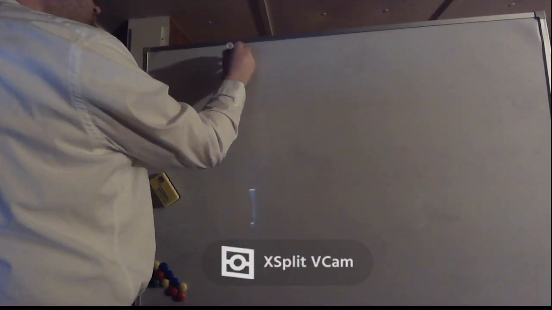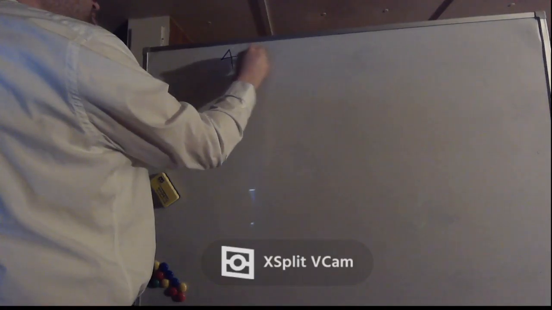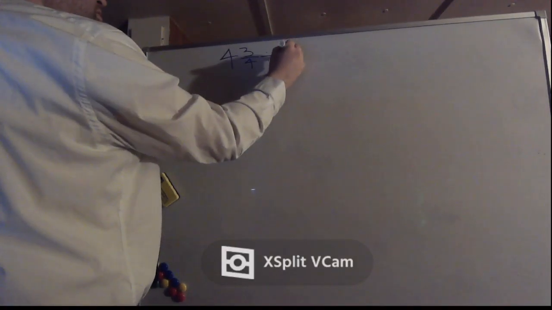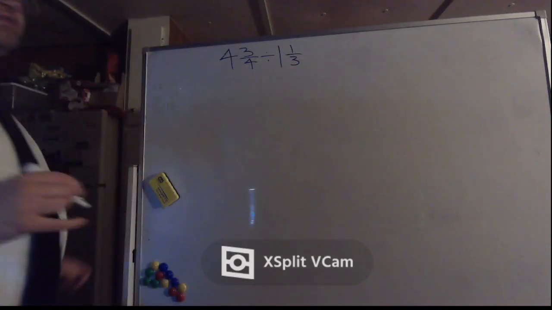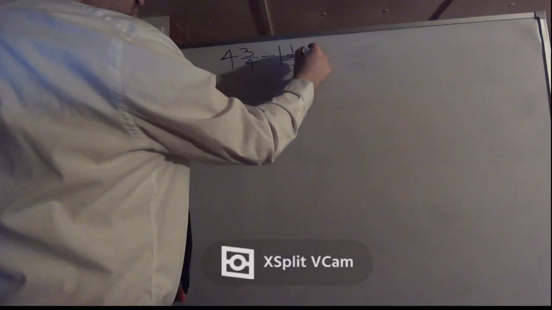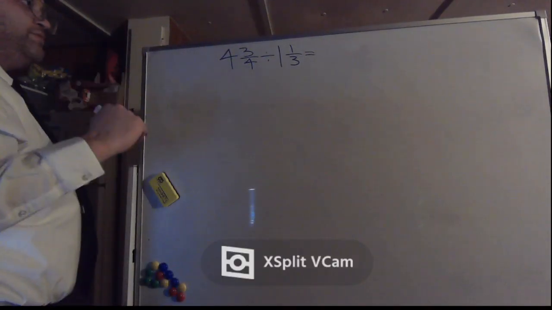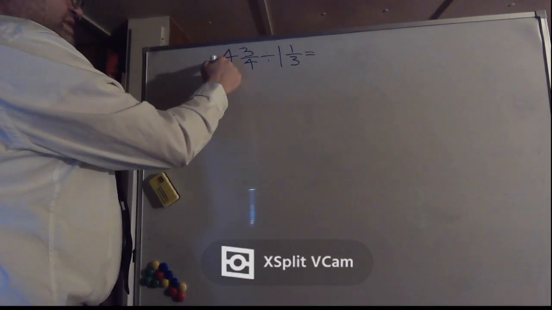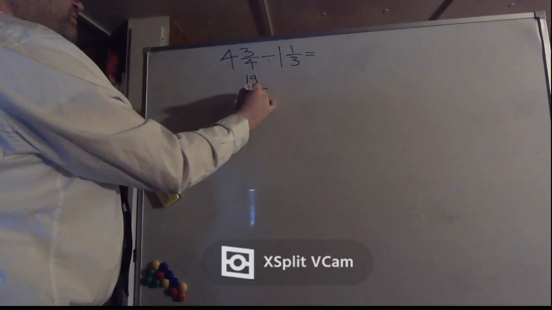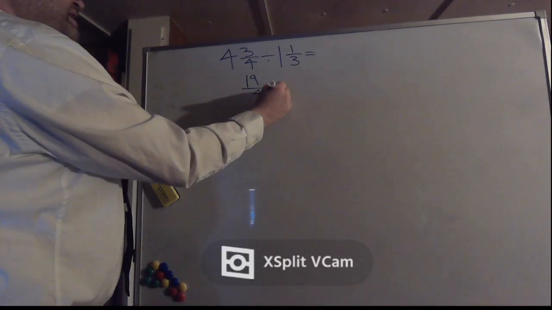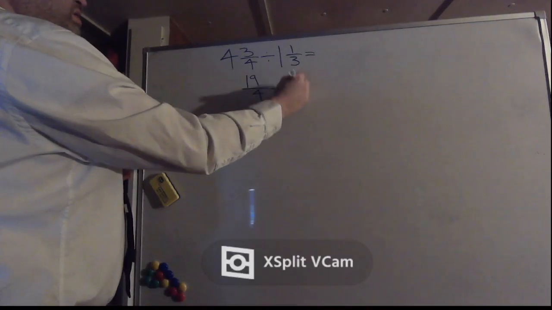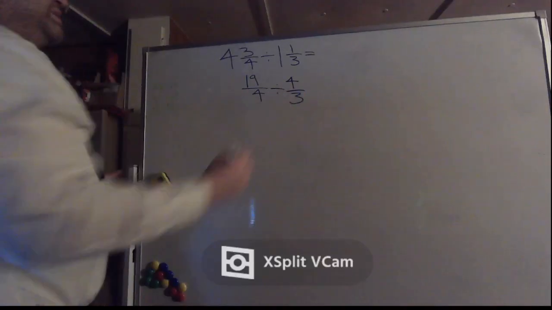Alright. Let's take 4 3/4 and divide that by 1 1/3. So 4 3/4 divided by 1 1/3. So again, start by converting these to improper fractions. So 4 times 4 is 16 plus 3 is 19. You will have 19/4 divided by 3 times 1 is 3 plus 1 is 4, so 4/3.